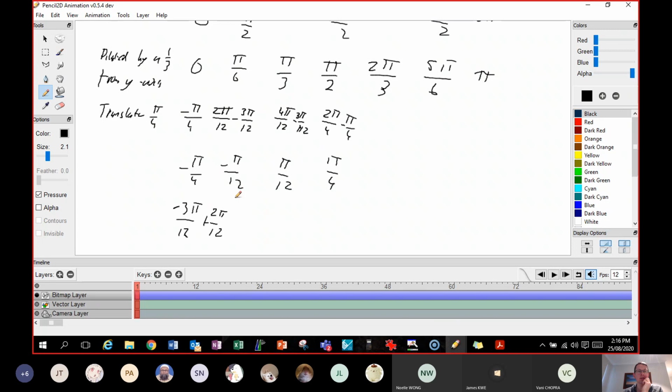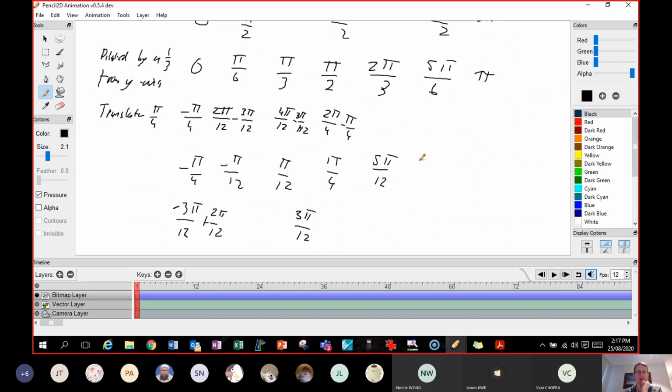So that takes you to negative pi on 12. Here, if you add 2 pi on 12 to that, it's going to take you to pi on 12. If you add 2 pi on 12 to that, that's going to give you 3 pi on 12. That's going to simplify down to pi on 4. Plus 2 pi on 12, that's going to be 5 pi on 12. So it'll be your next point.